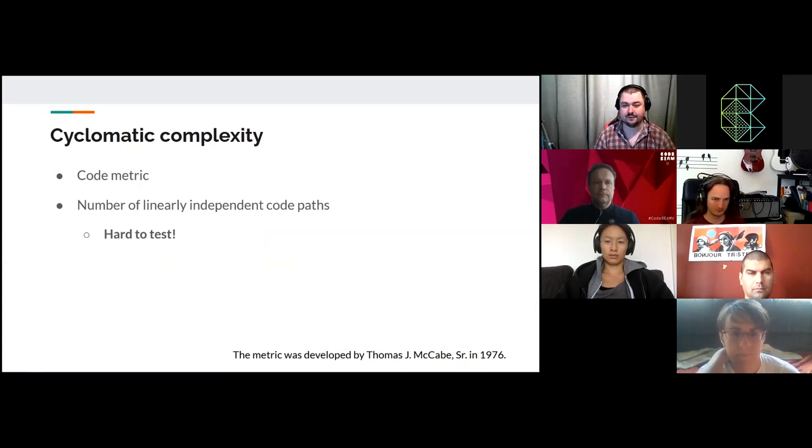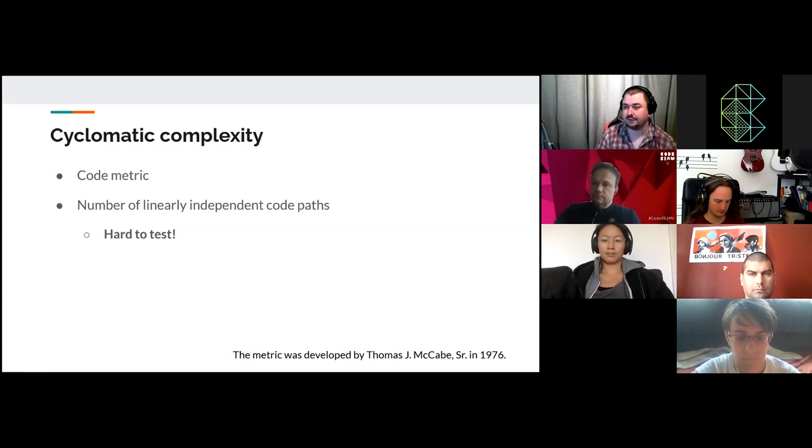So how many ifs and case switches you have, and if they're nested, that increases the complexity. Why does this metric exist? This is the complexity of testing the code, because you need to cover every line. And cyclomatically complex code is really hard to test. You need to satisfy every condition in every combination to test every branch. So you want to keep this metric low.